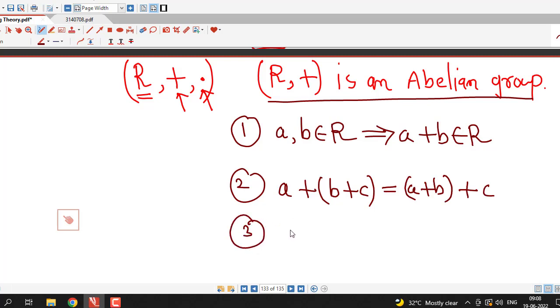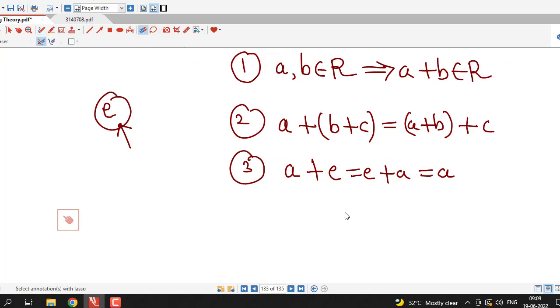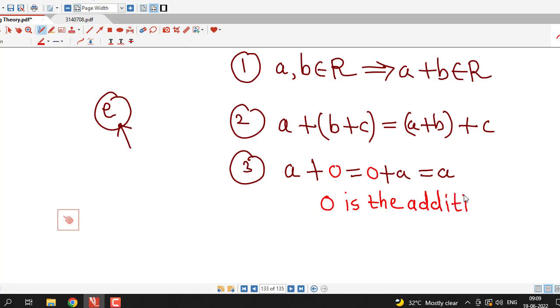The third requirement is that I have to find some fixed element E such that A plus E equals E plus A equals A. That is, E is the identity with respect to the addition operation. Whenever we are discussing ring theory, we will denote the identity with respect to the addition operation by 0. So 0 is the identity with respect to the addition operation, and it is known as the additive identity in a ring R.